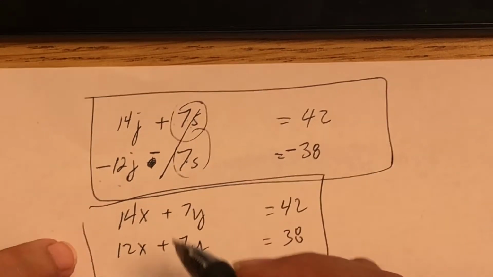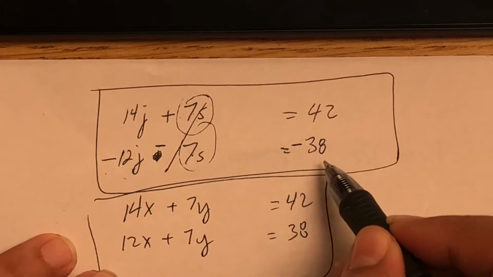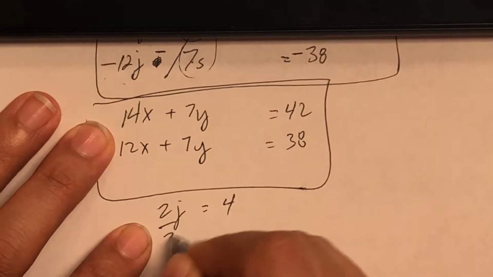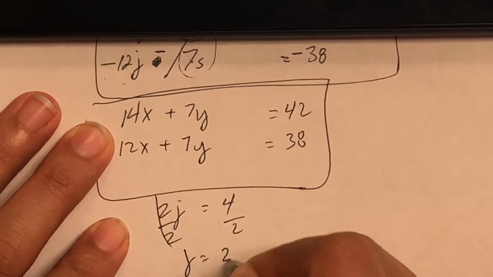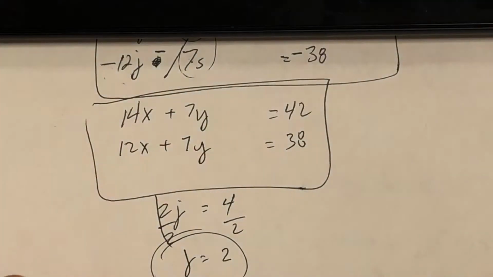This goes away, leaving 14 minus 12, which is 2J, equals 42 minus 38, which is equal to 4. Divide by 2, J is equal to 2. So the price of juice is 2.